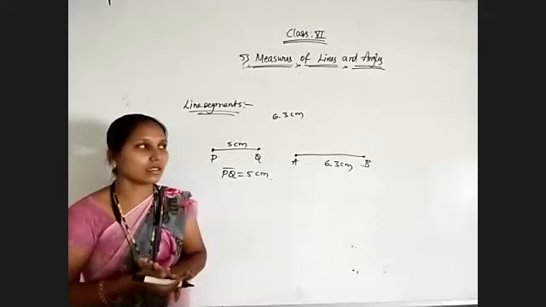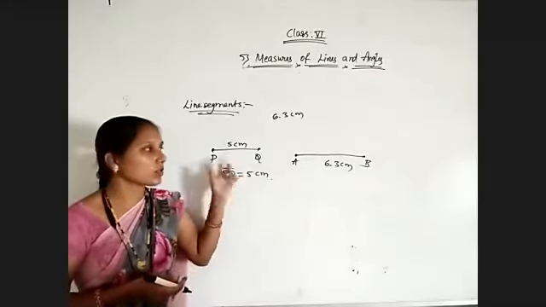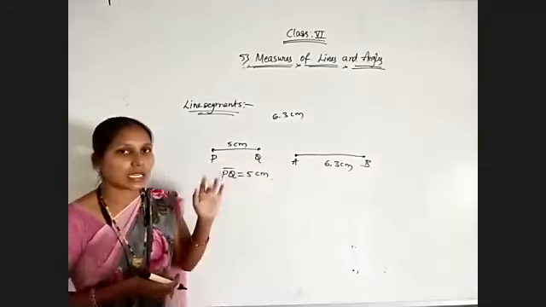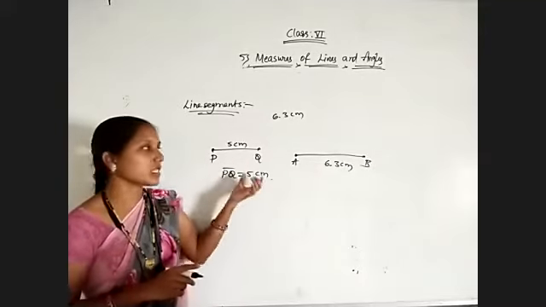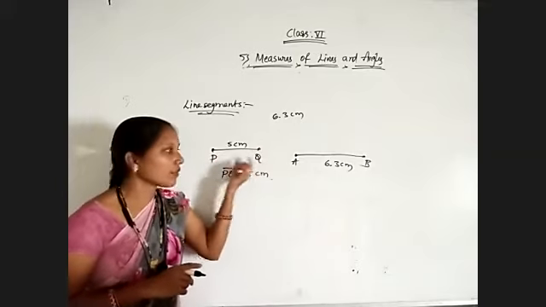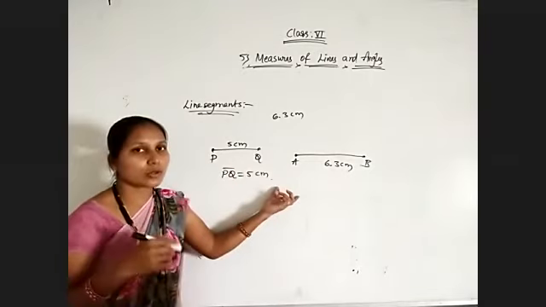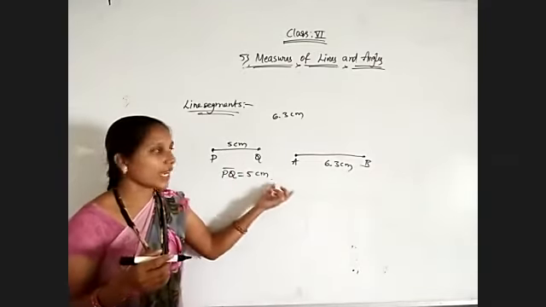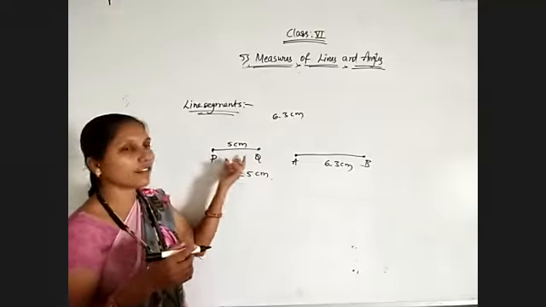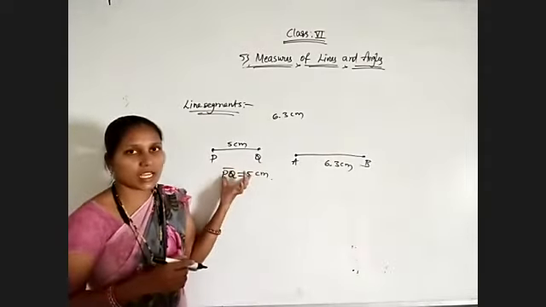And next, which instrument are we using to compare two line segments? Divider. And which one is better to use, either scale or divider, to compare the line segments? See, I can compare PQ and AB if I know the length. To know the length, I must use scale. To do that much process, it will take time and it may not give correct results also. Some small difference will be there while we are measuring.